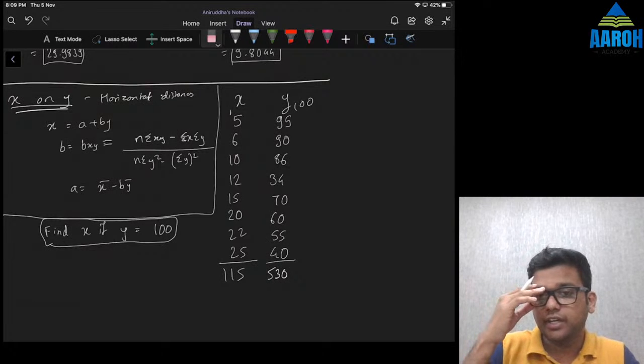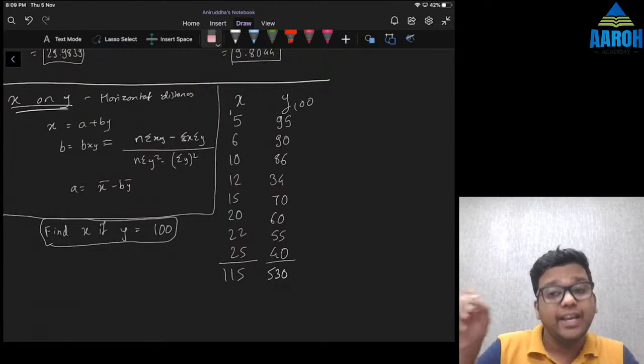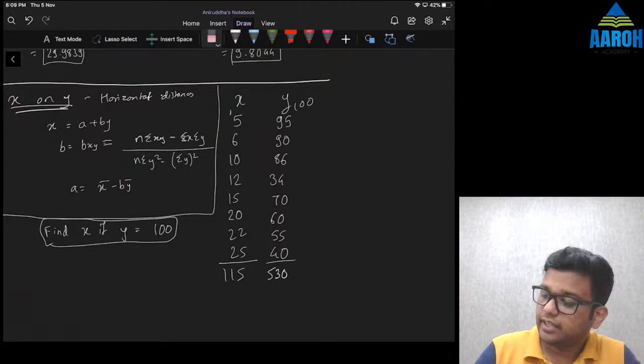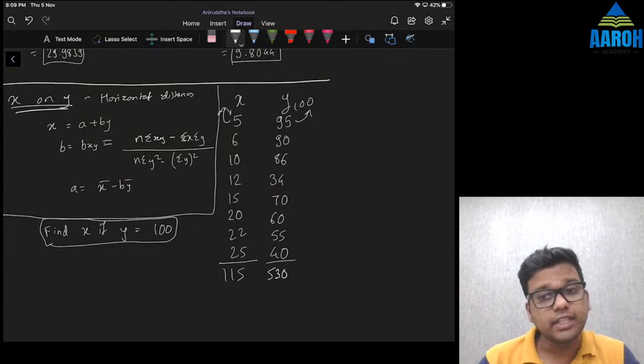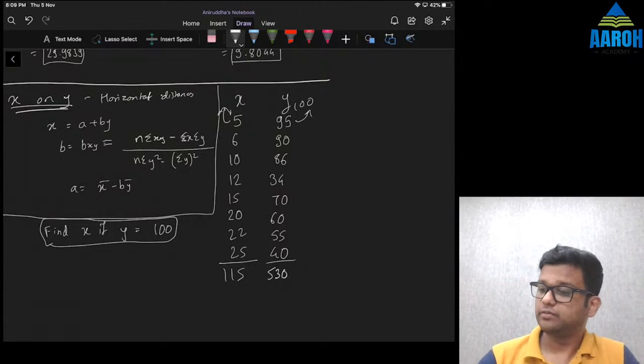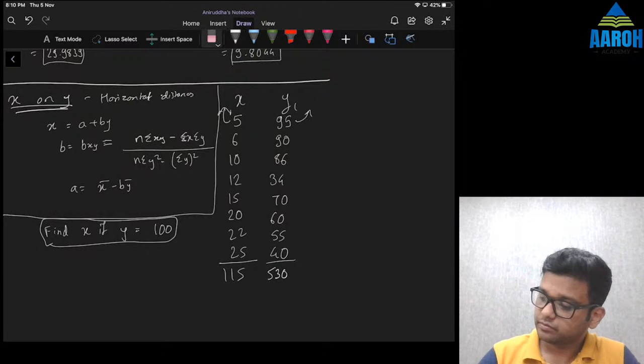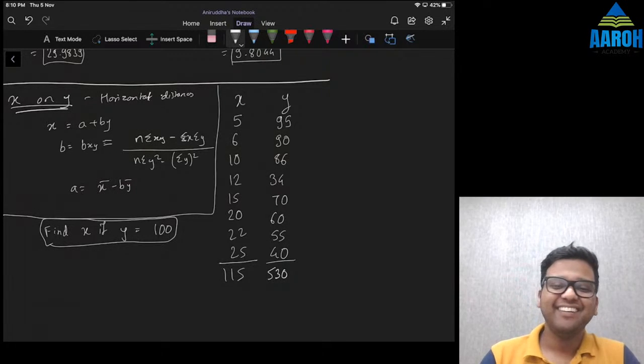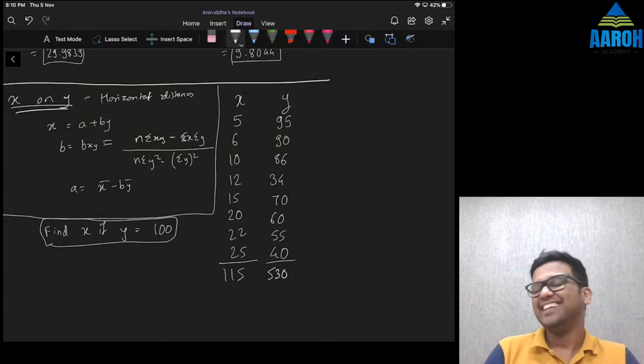Not less than 40, Sanika, right? See, when y is 100, then x is going to be something less than this, right? So less than 5. Understood? That is just like a cross check while solving a question. That is okay, Sanika. You don't need to delete.